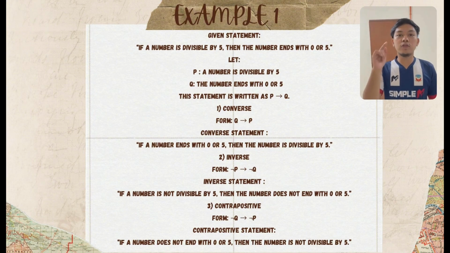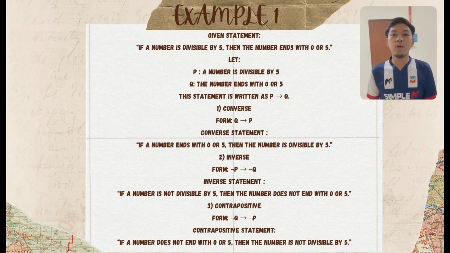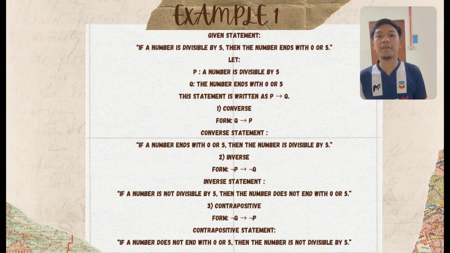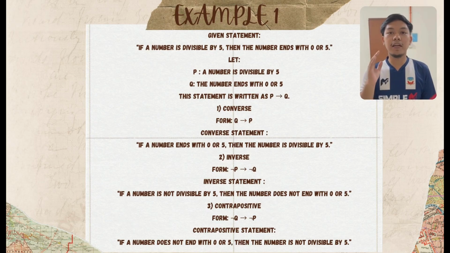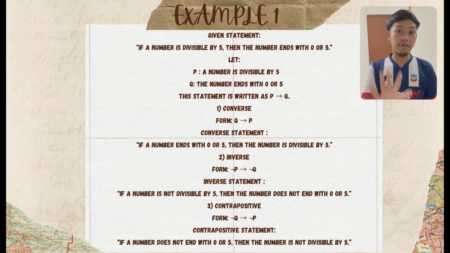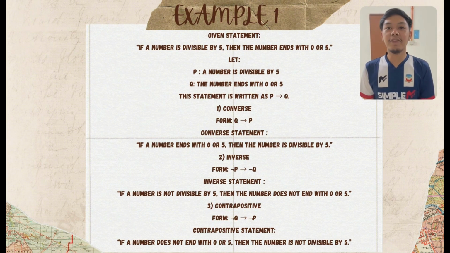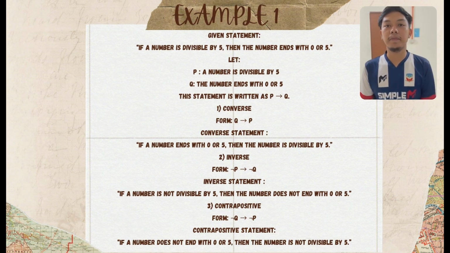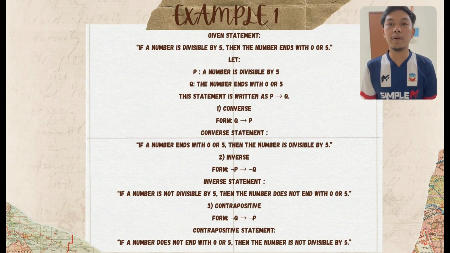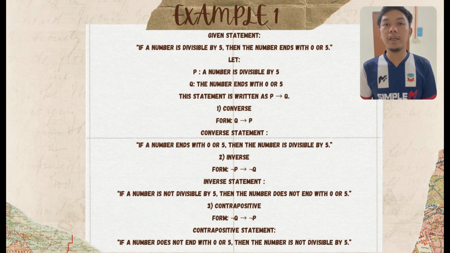Right, we go to example 1. We have a given statement: if a number is divisible by 5, then the number ends with 0 or 5. Let's divide the statement into P and Q. P, a number is divisible by 5. Q, the number ends with 0 or 5. This statement is written as P implies Q.